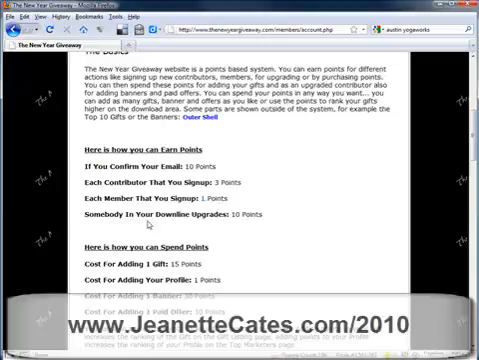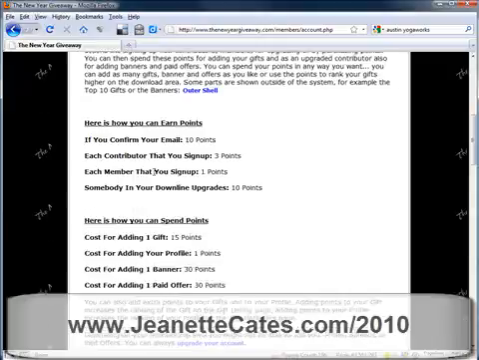And then if somebody in your downline upgrades from whatever level they happen to be up to the next level, that's another 10 points. So what happens then is that you accumulate points. Right now, for example, I have 400 points, and I'll soon have 410 as soon as I confirm my email. So I'll be continuing to earn points as we go, and you'll see how that will play into it.